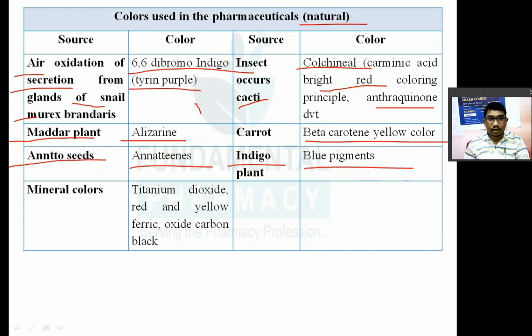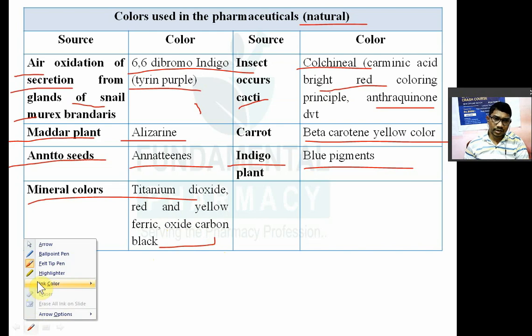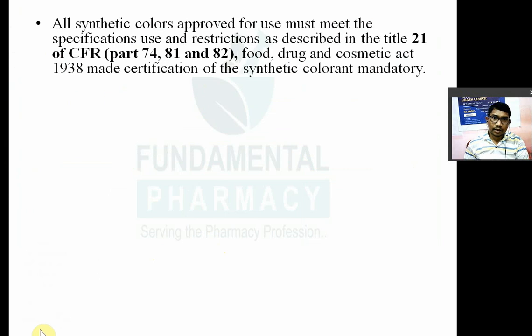Blue pigments are found in the indigo plant. Which color comes in minerals? Titanium dioxide. Red and yellow ferric oxide is there, carbon black is there. Red ferric oxide, yellow ferric oxide and carbon black. These are mineral colors, some natural colors. All these are natural, obtained from natural sources.